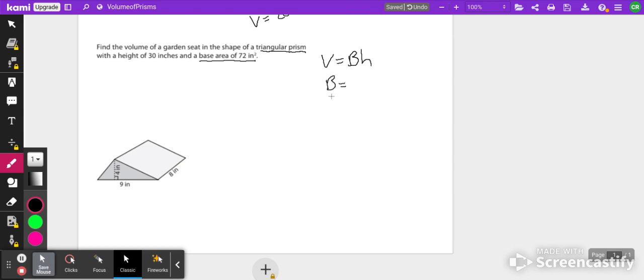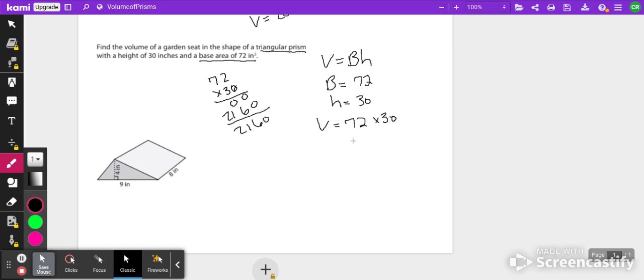Again, I'm going to take my formula and break it down. The area of the base is 72 because it tells us the base area. Now we need the height. It says the height is 30 inches. So we just take the area of the base and multiply it by the height. So I need to do 72 times 30. 2,160. So our answer here is 2,160. Look for the measurement, it's inches, and volume is cubed.